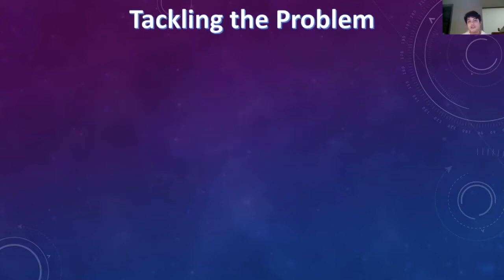Now, first off, tackling the problem. To tackle the problem, there are three main parts. The first part is, of course, detecting the car. We want to be able to accurately detect the car because it's vehicle speed estimation. We do not want to detect birds. We do not want to detect random walkers or joggers on the street. So first, we want to detect cars accurately.